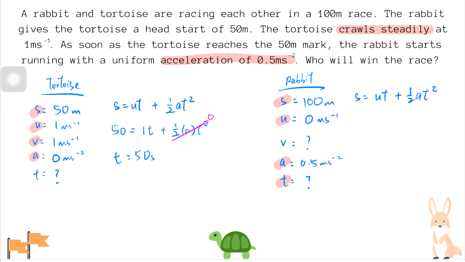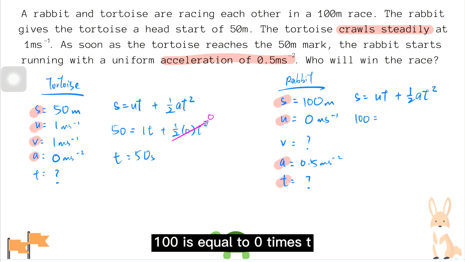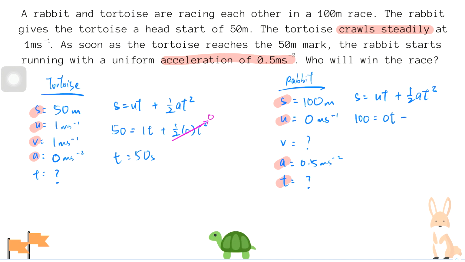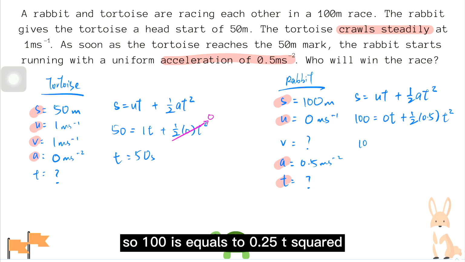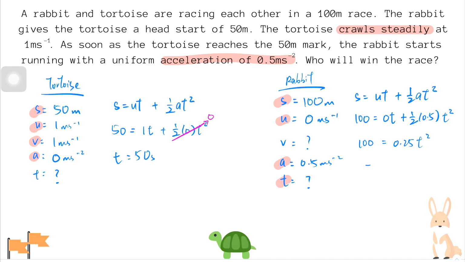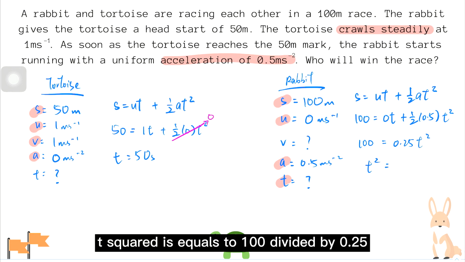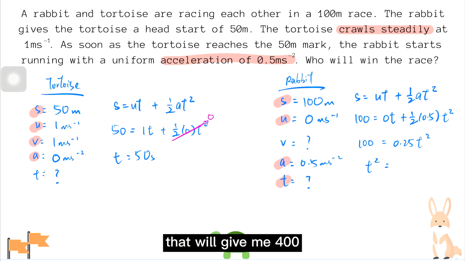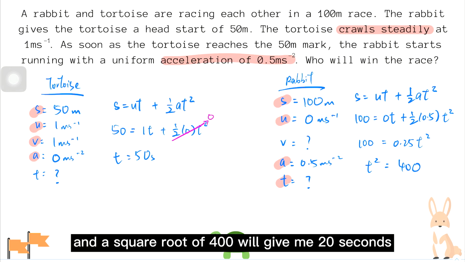S equals UT plus half AT squared. 100 equals 0 times T plus half times 0.5 times T squared. So 100 equals 0.25 T squared. T squared equals 100 divided by 0.25. That'll give me 400. And the square root of 400 will give me 20 seconds.